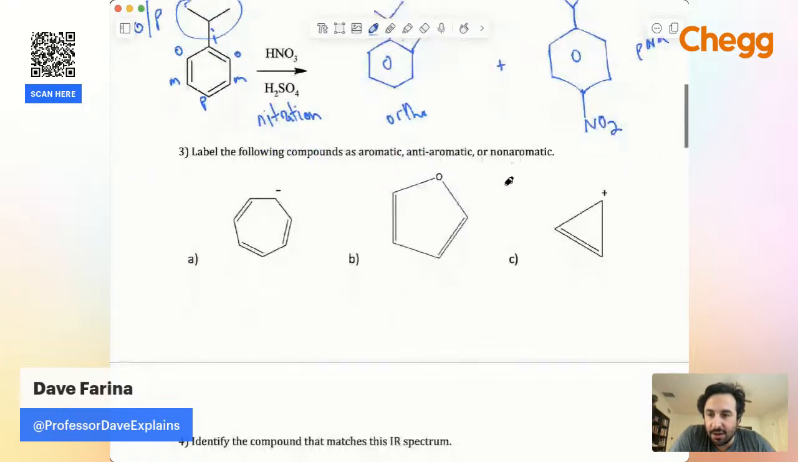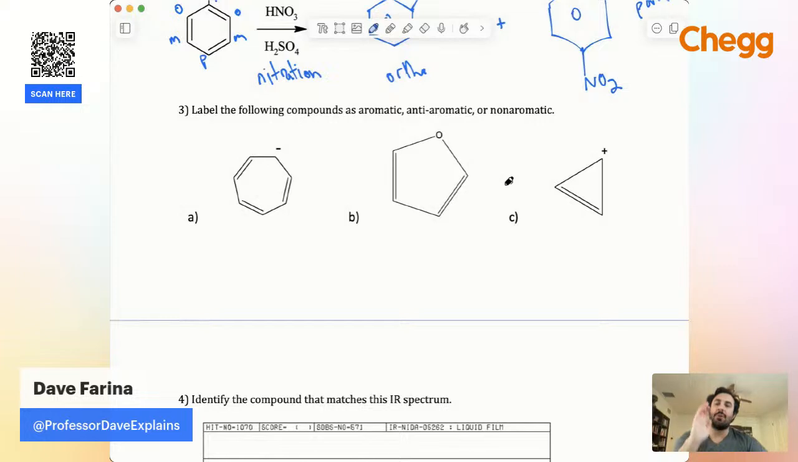So moving on here, we've got: label the following compounds as aromatic, anti-aromatic, or non-aromatic. So what are the conditions for aromaticity? This is very important. We need to absolutely memorize these criteria. Number one, the molecule has to be cyclic. Linear molecules are not aromatic ever. They have to be cyclic.